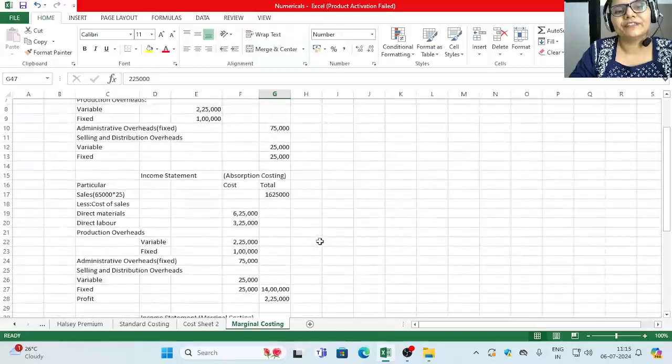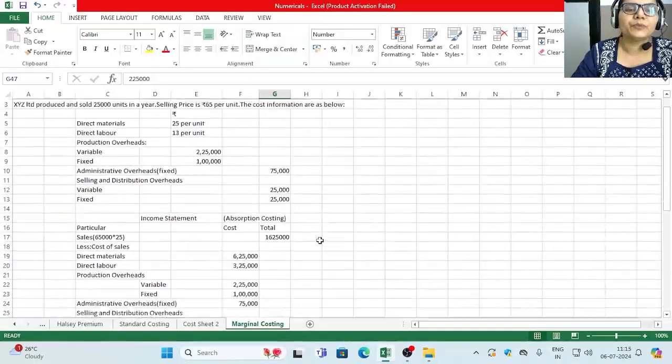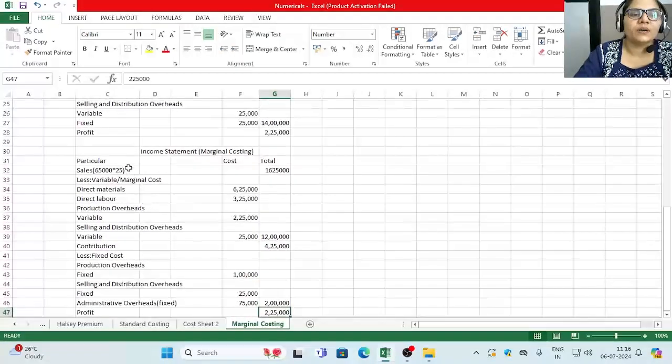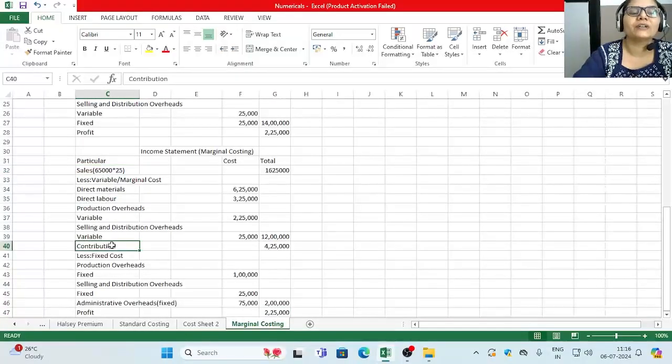So the basic difference, as you can understand from the numerical, between absorption costing and marginal costing is that while calculating cost of sales under absorption costing, we consider all types of cost and we usually do not differentiate between fixed cost and variable cost. But in case of marginal costing, we first deduct all variable cost and calculate the contribution, that is sales minus variable cost: direct material, direct labor, variable production overheads.